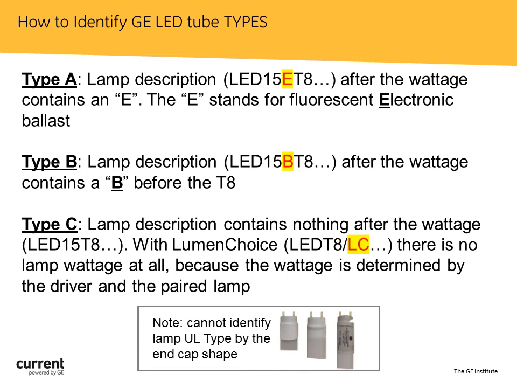Now, in the case of our type C lumen choice, we are putting in LC instead of a wattage. So we'll say LED T8 stroke LC, meaning lumen choice. So this is the page that you need so that when you pick up an LED tube made by the General Electric Company, you will know immediately whether it's an A, B, a C regular, or a C lumen choice.